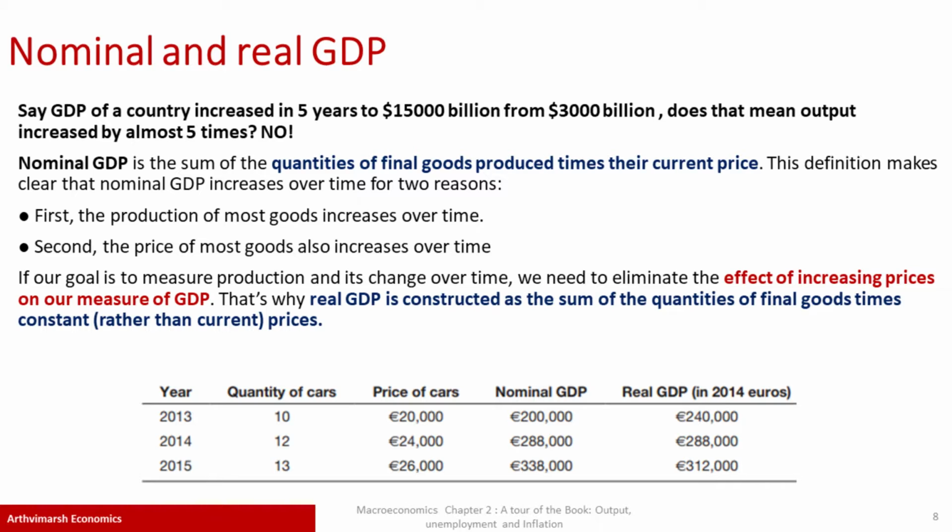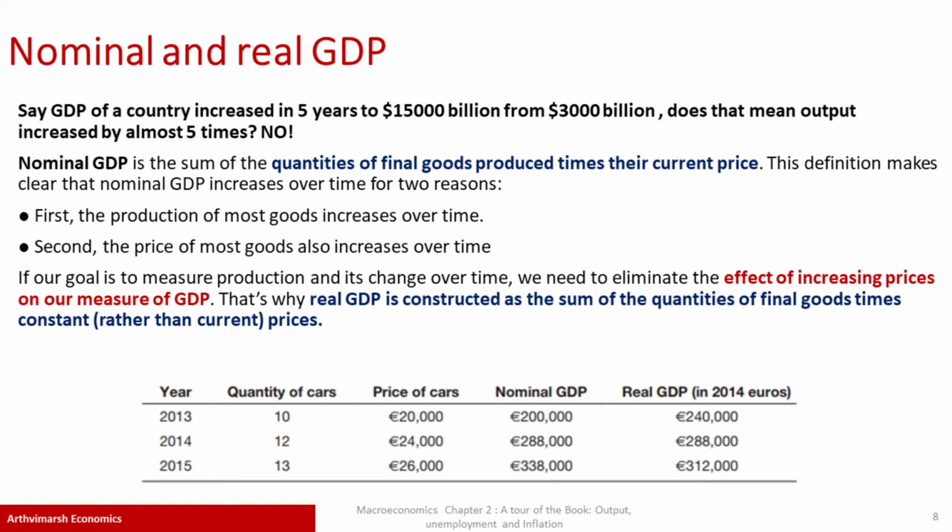But does that mean output increased by almost 5 times? Obviously not. Much of this increase reflected an increase in the prices rather than an increase in the quantities produced. This leads to the distinction between nominal and real GDP. Let us try to understand what it means.